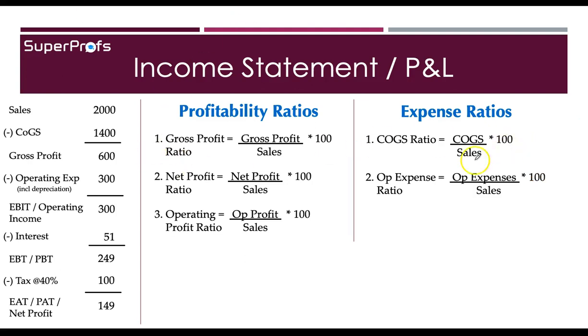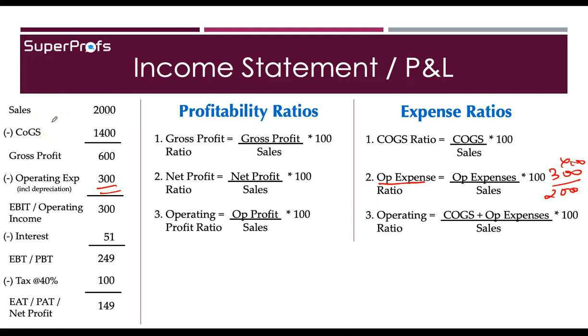The second one is operating expense ratio. Again, as the name suggests, what kind of expenses are you going to divide here? The operating expense. What was the value? 300. So here it will be 300 divided by 2000 into 100. Okay. And the third kind of ratio is your operating ratio.